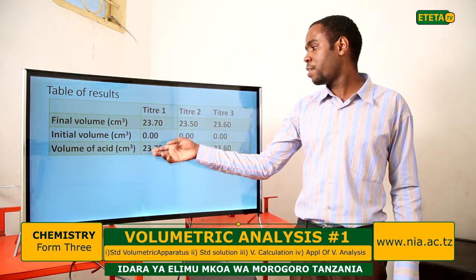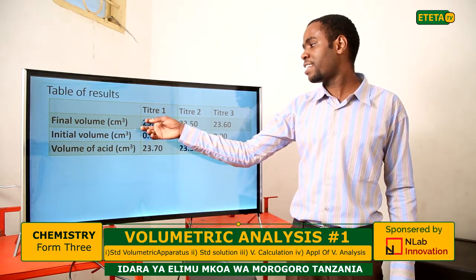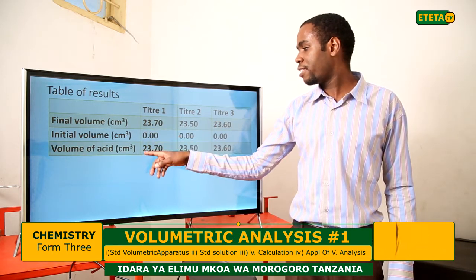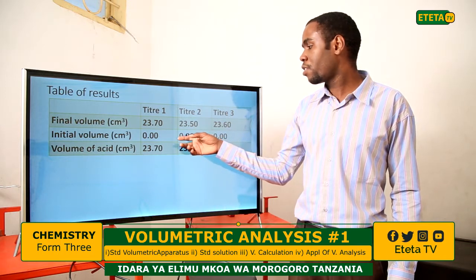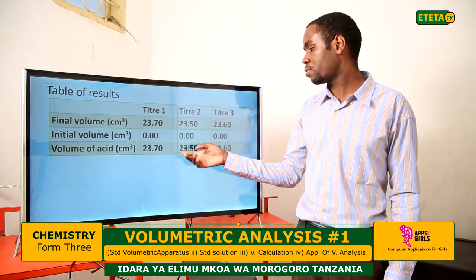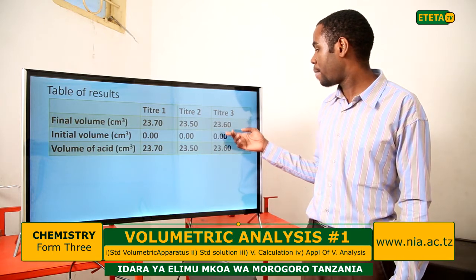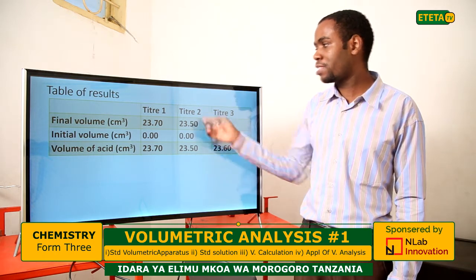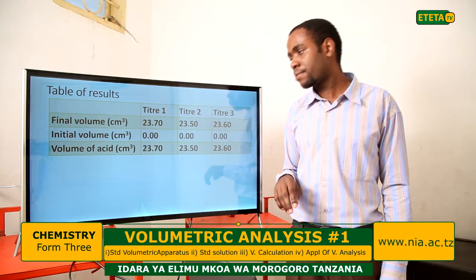The first titre value will be like this one. The initial volume maybe was 0.00. Then after the titrating, you obtain 23.7. Once you subtract, it will be 23.7. Then the second titre volume: it will be 0.00, then after the titration it is 23.50. So it is 23.50. And the third titre volume is 0.00 up to 23.60, so it will be 23.60. So this is the table of results. I mean, we do 3 times.